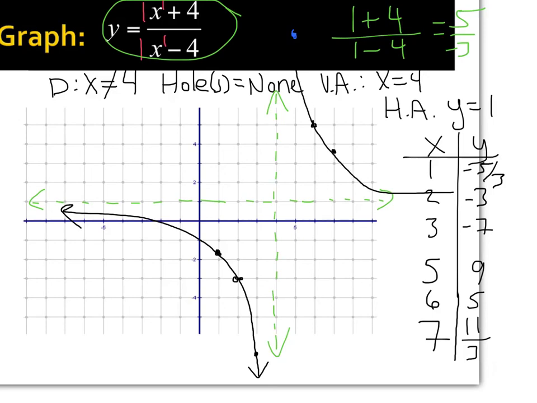Now it gets a little hard to see it. I'll continue it in blue. Boom. There we go. And there's my graph. If I had any holes, I would draw an open circle on the graph at that point. We'll do an example in just a second with a hole.